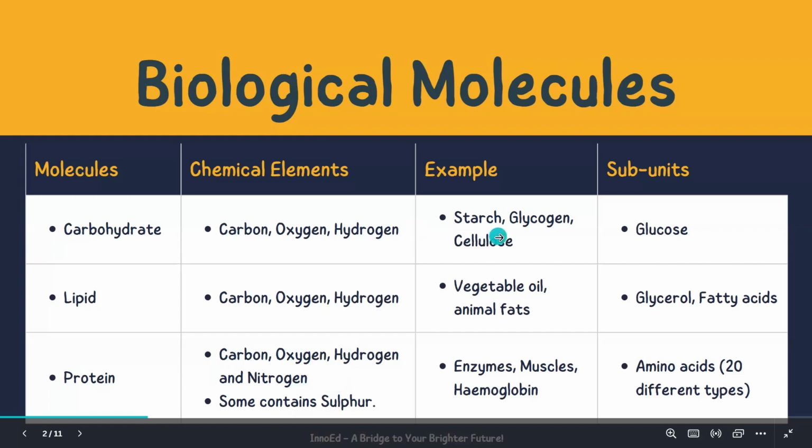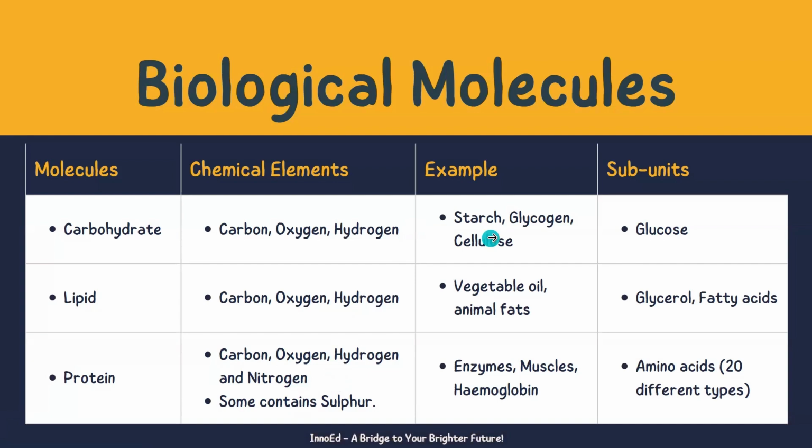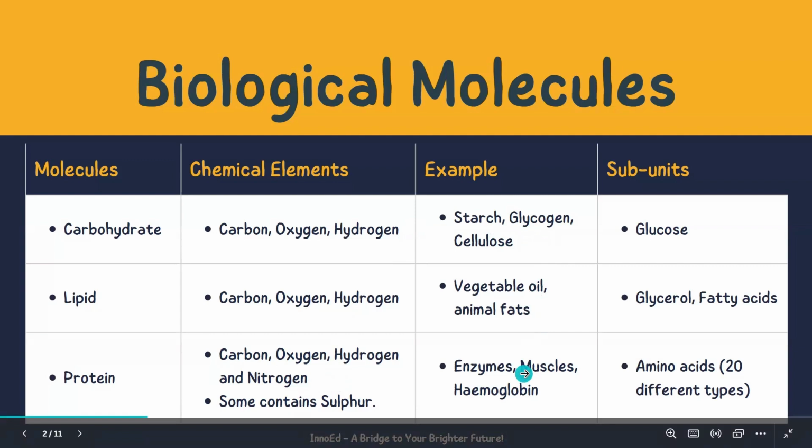So what are the examples? For the carbohydrate, the examples are starch, glycogen, and cellulose. Lipid examples are vegetable oil and animal fats. Protein examples are enzymes, muscle proteins, and hemoglobin.